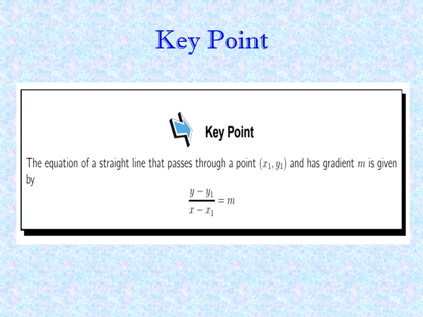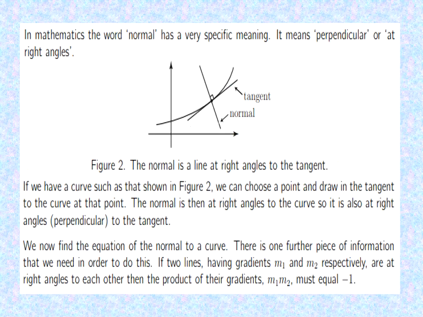So we can learn a key point. The equation of a straight line that passes through a point (x1, y1) and has gradient m is given by (y minus y1) by (x minus x1) equal to m. In mathematics, the word normal has a very specific meaning. It means perpendicular or at right angles. If we have a curve such as that shown in figure 2, we can choose a point and draw in the tangent to the curve at that point. The normal is at right angles to the curve, so it is also at right angles to the tangent.